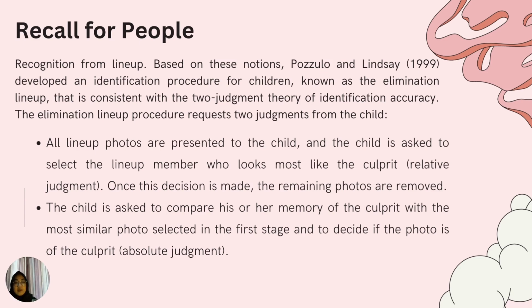The elimination lineup procedure requests two judgments from the child. First, all lineup photos are presented to the child, and the child is asked to select the lineup member who looks most like the culprit, or the relative judgment. Once this decision is made, the remaining photos are removed. Second, the child is asked to compare his or her memory of the culprit with the most similar photo selected in the first stage and to decide if the photo is of the culprit, or the absolute judgment.